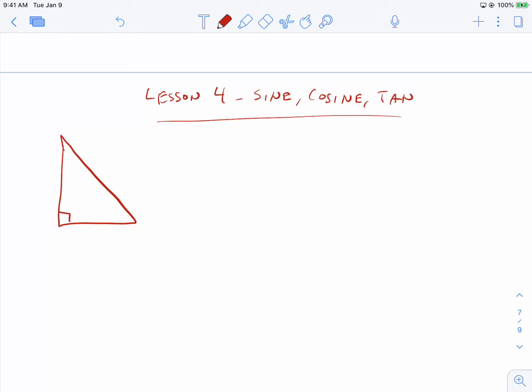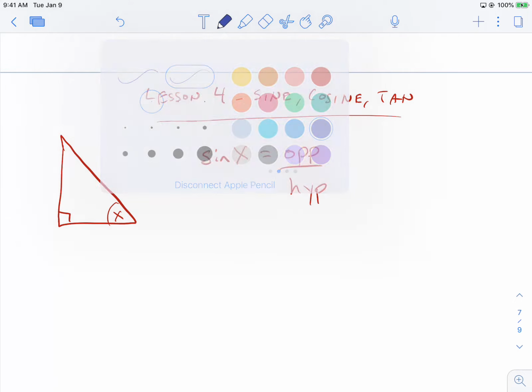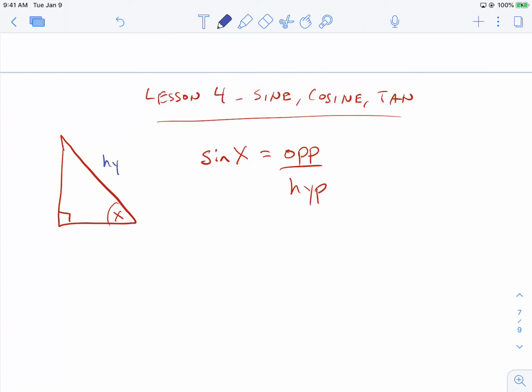So sine is our first one. Sine of our angle, and we'll just call it angle x, like this one here for now, is always equal to our opposite over hypotenuse. And remember, we did a really good job of labeling this stuff in our last lesson. So in this triangle, we know that this is my hypotenuse, it's opposite my right angle. If we're looking at angle x as our angle of interest, this is opposite, and then this is our adjacent side.